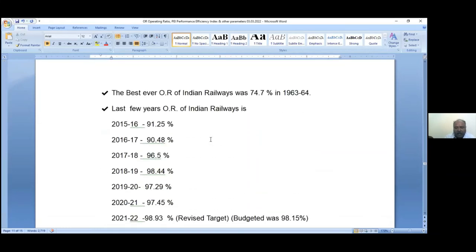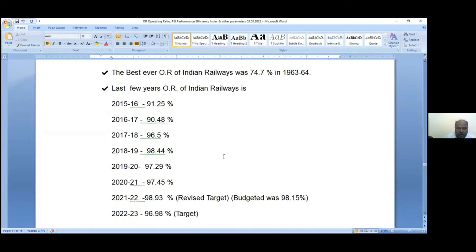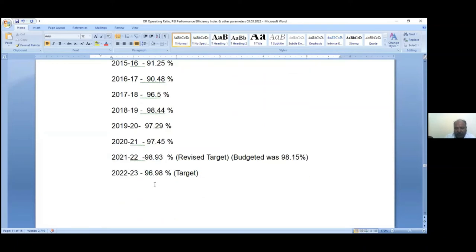The best ever operating ratio in Indian Railways was 74.7% in 1963-64. If you check the last few years, almost 8 to 9 years back, it was 90-91%. Now it is almost 98-99. However, we are expecting next year, the target is 96.98%. Just now we discussed.